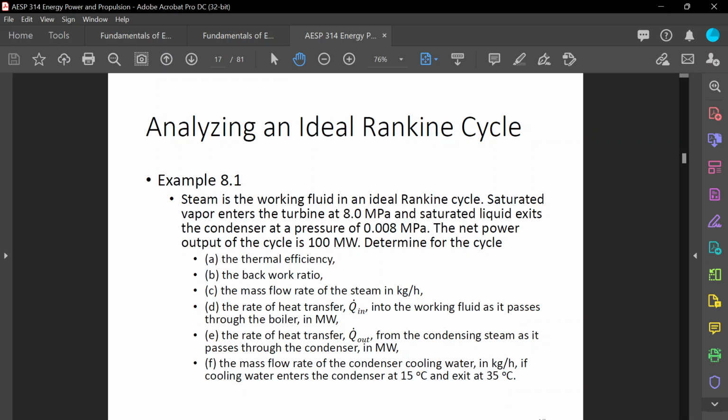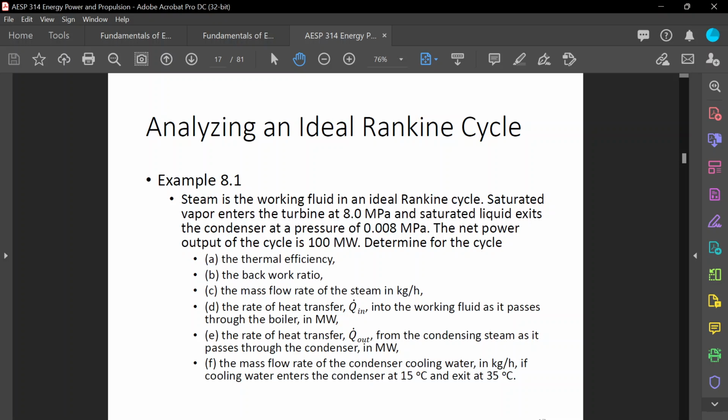So we have steam, which is the working fluid, in an ideal Rankine cycle. Saturated vapor enters the turbine at 8 megapascals, and saturated liquid exits the condenser at a pressure of 0.008 megapascals. The net power output of the cycle is 100 megawatts. We want to determine the thermal efficiency, the back work ratio, and all of those nice things.